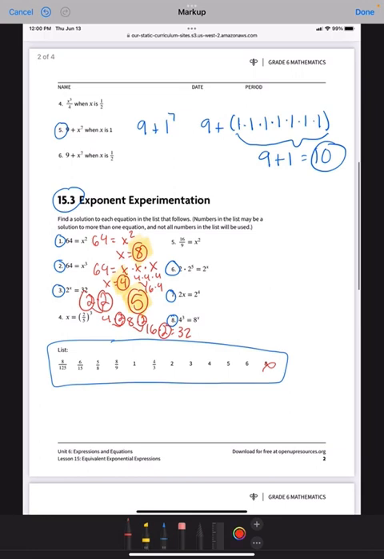For this one, I'm counting how many 2's I'm multiplying. Well, there's a 2 here and 5 2's considered here. So that would be 2 to the 6th power. So that would be 6.